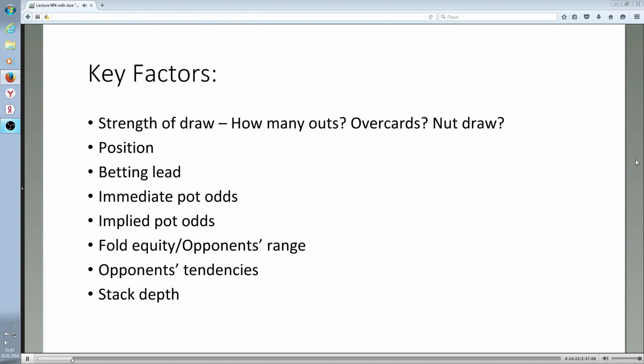And of course, stack depth. This one's pretty key, I'd say. It's the difference between whether or not we want to maybe jam in our draw versus a c-bet, or just flat call. If we're deeper stacked, maybe we don't want to get in, like 80 to 100 big blinds, with a flush draw, even if it is the nut flush draw. And yeah, so we'll break down some more of these points as we move on in the slides and in the examples, of course.